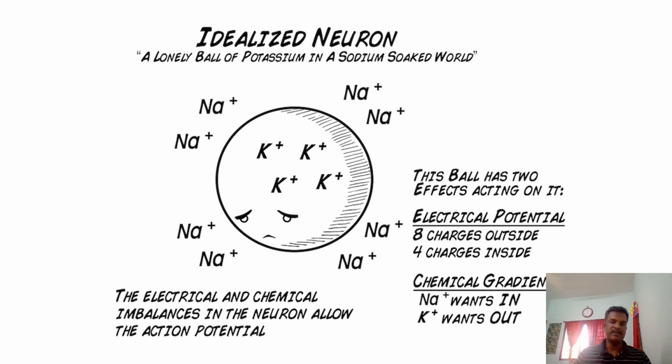Now, when a specific input is received via the dendrites, as I have already told you, the dendrites are responsible for transferring some inputs from the external environment to the cell body. So when they receive a specific input from the external environment, there is a complete reversal in concentration of ions. The sodium ions, which are predominantly high outside, rush in, and the potassium ions, which are predominantly high inside, would like to move out.